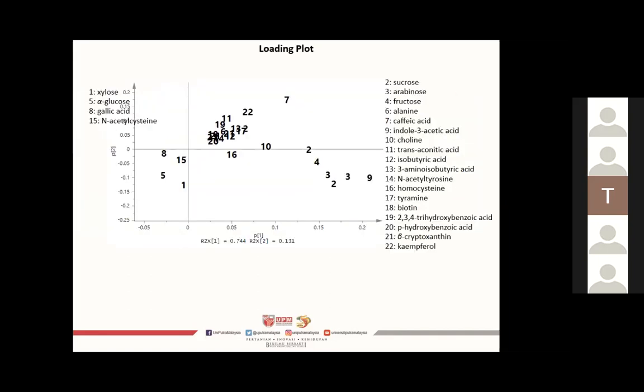From the loading plot, the levels of xylose, alpha-glucose, gallic acid, and acetylcysteine were more abundant in healthy leaf, whereas these metabolites were more abundant in the infected sample. Sugars play an important role as carbon and energy source. Also, they have been recognized as signaling molecules of plant defense under biotic and abiotic stress.